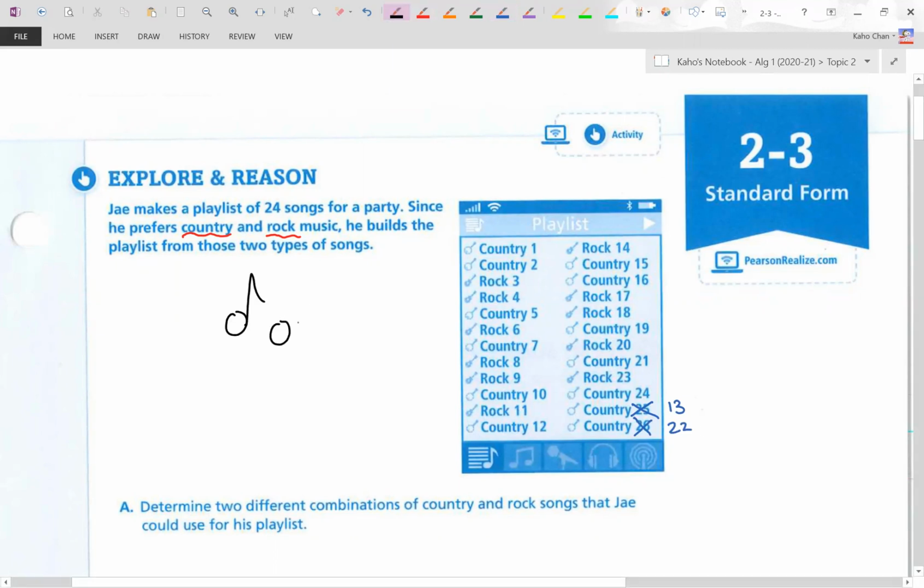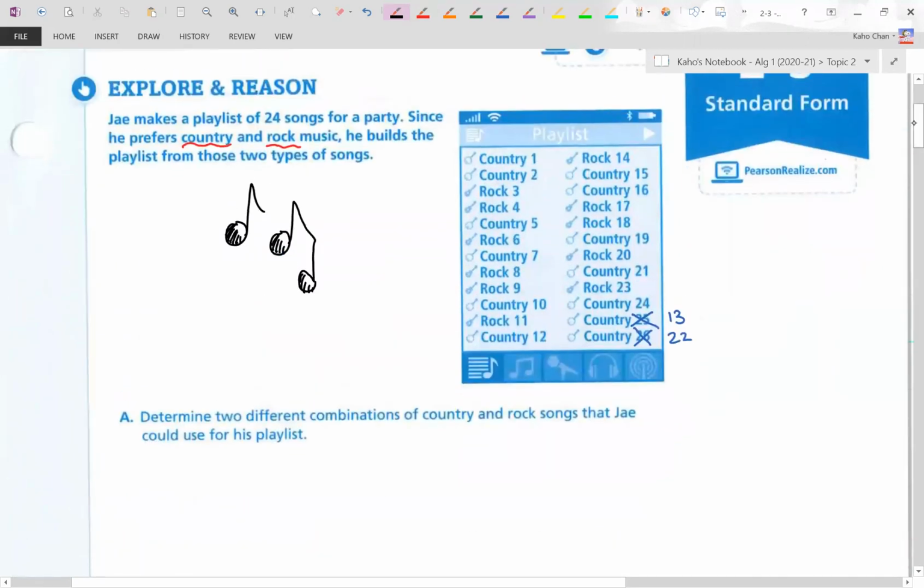All right. Let's take a look at what the first question is. Determine two different combinations of country and rock songs that Jay could use for his playlist.